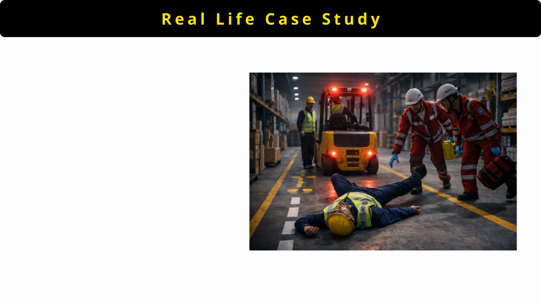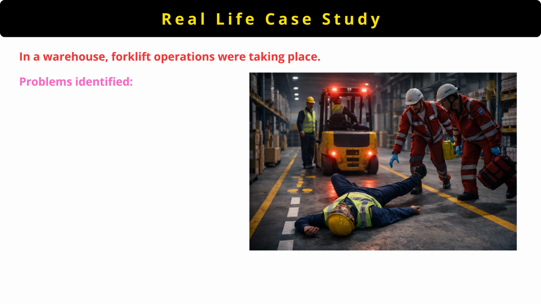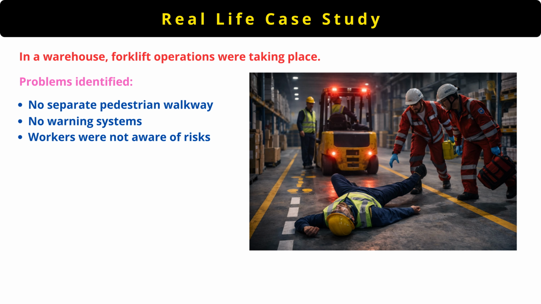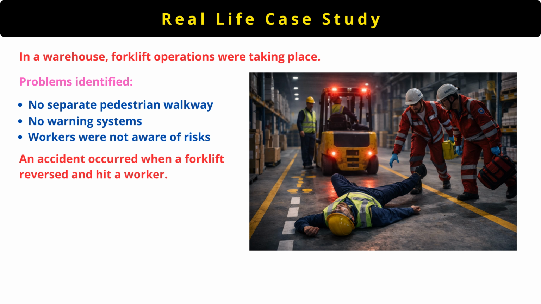Let's understand with a real life case study. In a warehouse, forklift operations were going on, but there were problems. There were no separate walkways for pedestrians and vehicles. There was no proper warning system, and workers were not aware of safety practices. What happened? An accident occurred. A forklift was reversing and hit a worker because there was no reverse alarm.